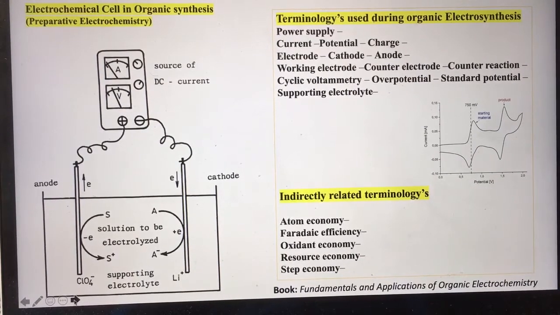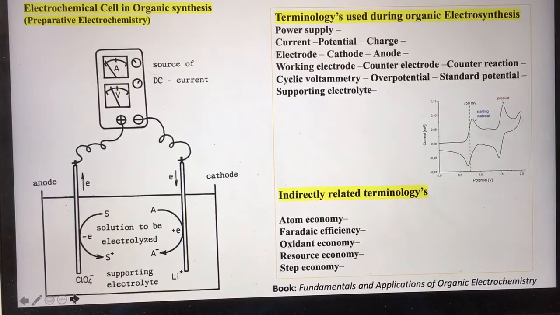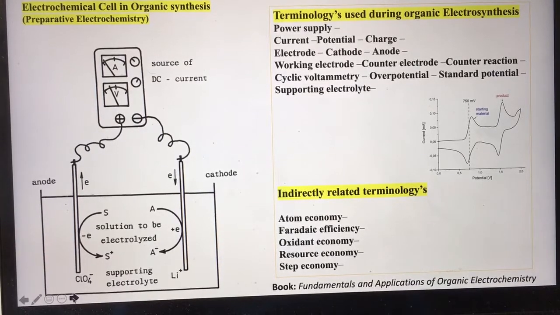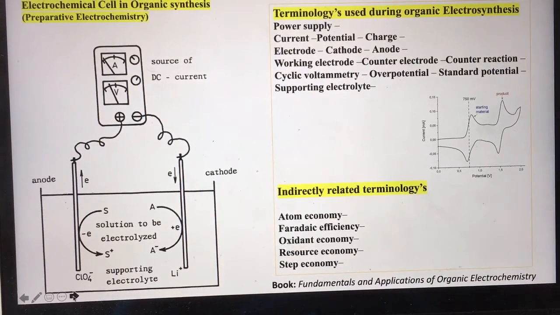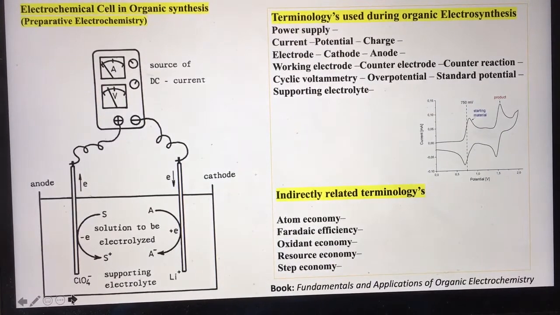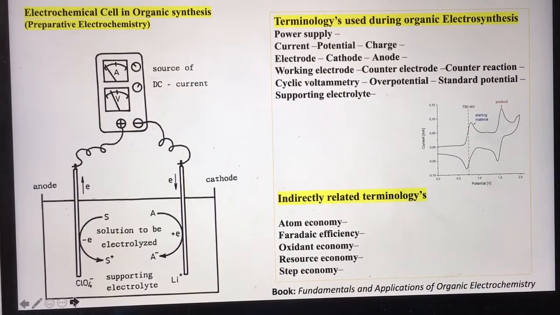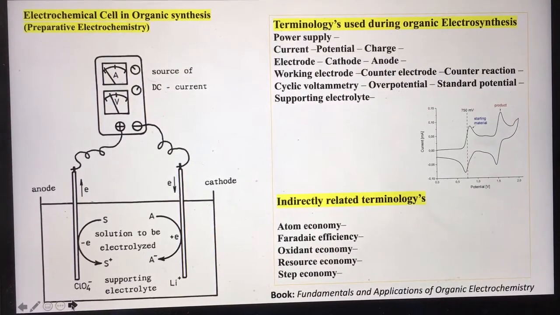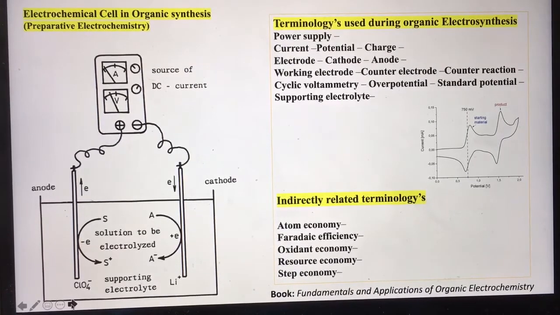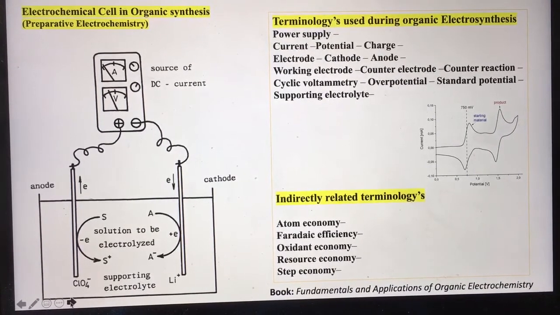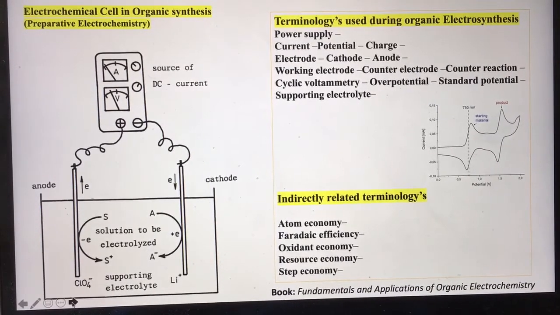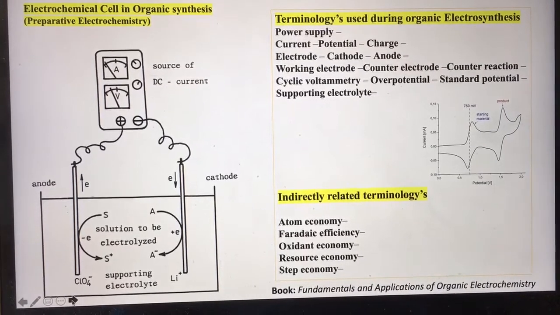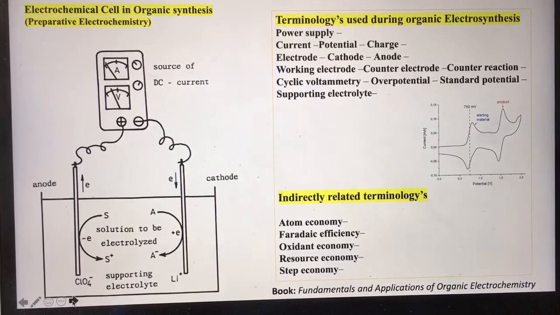Overpotential, additional potential required, which depends on the electrode material. Standard potential, the potential of a redox reaction under standard conditions. Supporting electrolyte, a chemical species which provides ionic strength and conductivity, also called inert electrolyte or inactive electrolyte. Examples are tetrabutylammonium borate and lithium perchlorate.